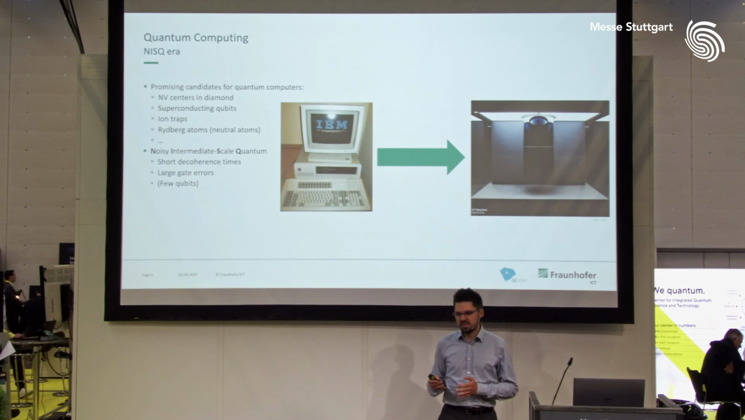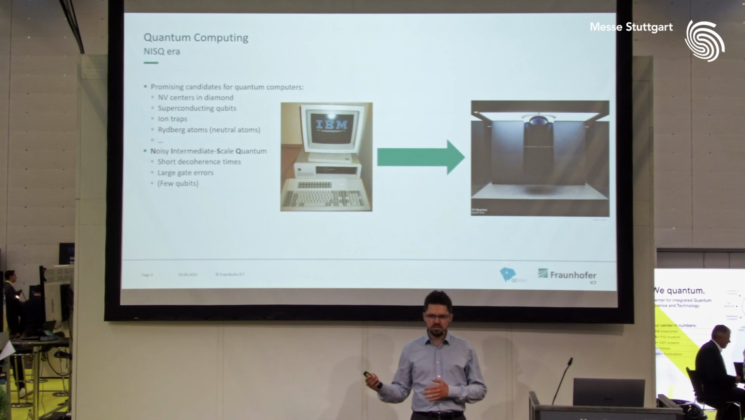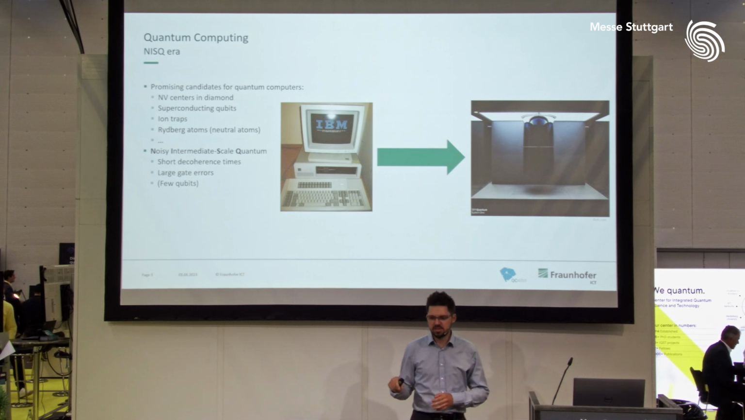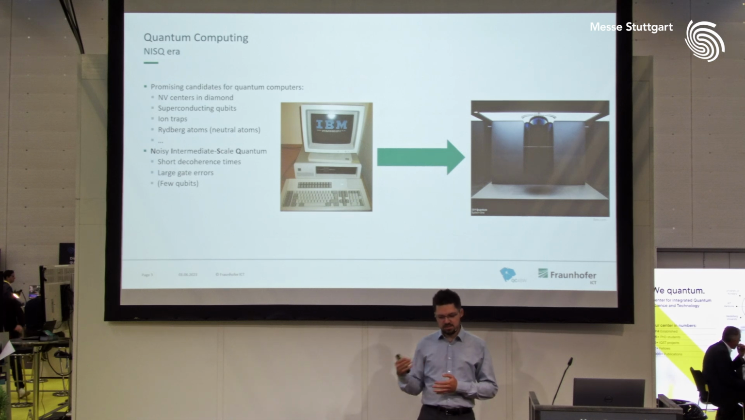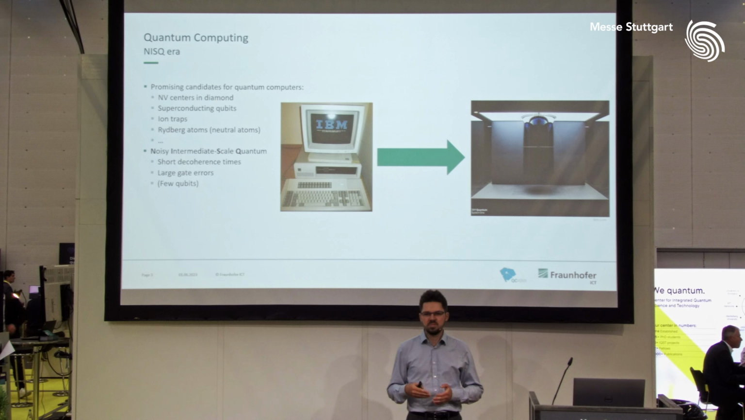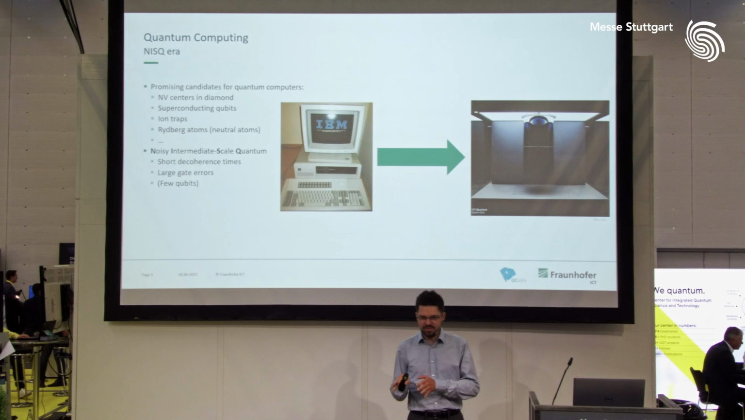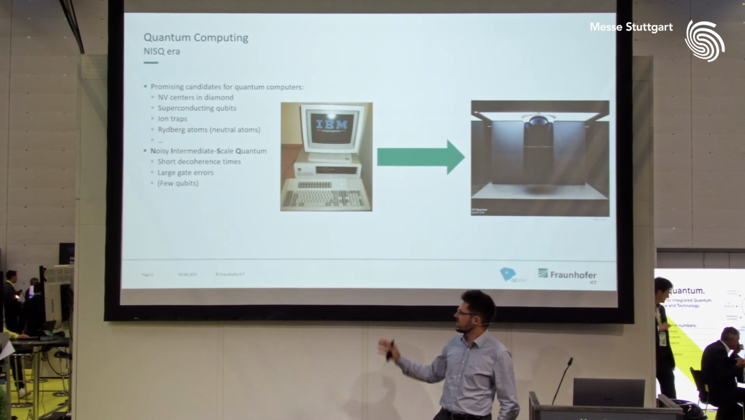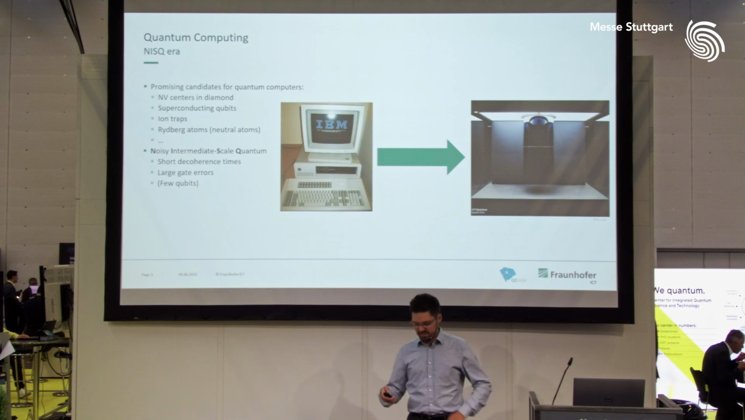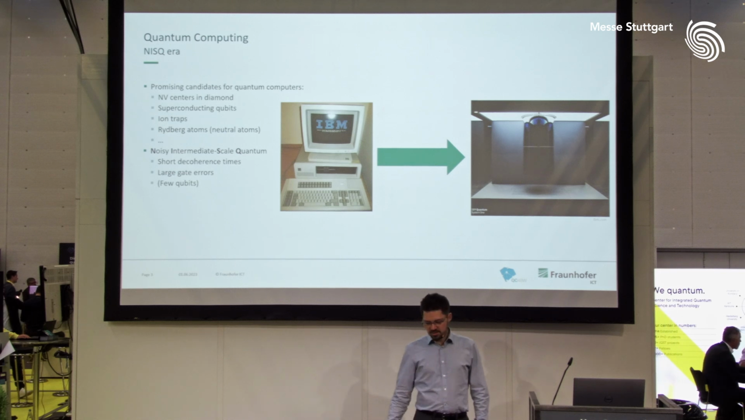We have applications with very long circuits. I will show you a little bit more about that later. So our limiting factors are decoherence times and gate errors. We don't care at the moment about having thousands of qubits. We are happy with having 10 good qubits. So just as a side note, that is why few qubits are in brackets.